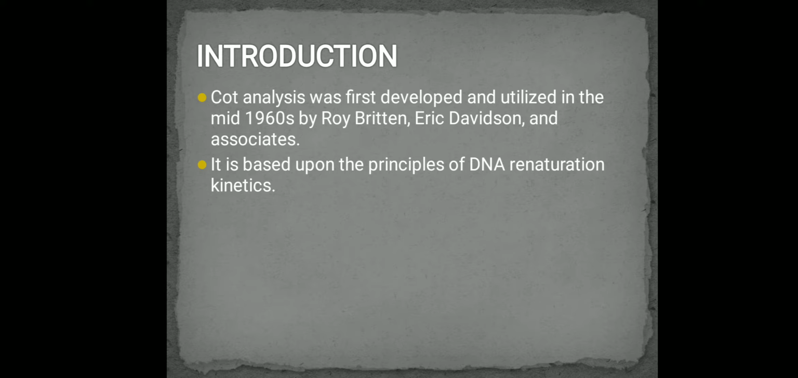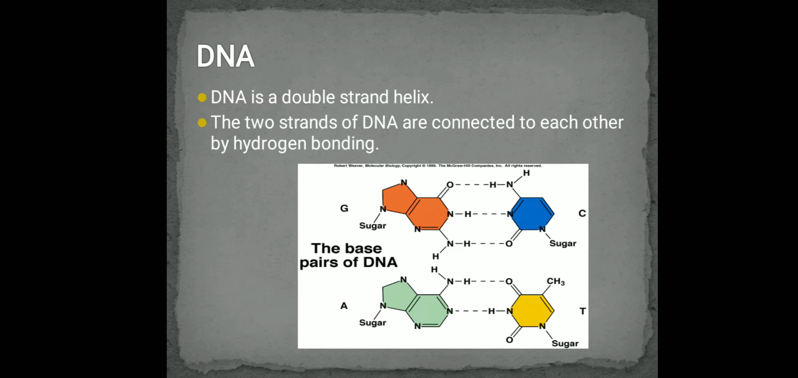So in further videos, we'll be seeing what is DNA renaturation, what is DNA denaturation, and so on, and how we analyze COT curves, all of which we'll be seeing in the further slides. So DNA is a double-stranded helix, as we all know. So DNA has two strands.